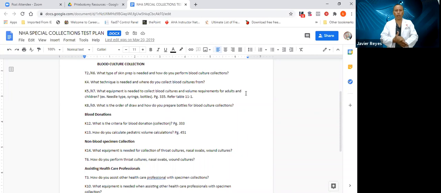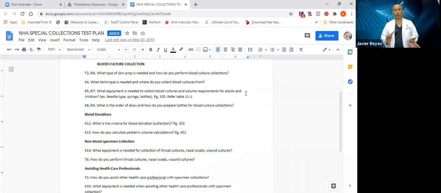What is the order of draw and how do you prepare bottles for blood culture collections? Again, usually, depending on the device that you use, if you use syringe, you go with anaerobic, which means no air, and then followed by your aerobic, okay? If you use a butterfly, either use a discard tube and start with anaerobic, or if you don't use a discard tube, you make sure you use the aerobic first, okay? Hope that's not too confusing.